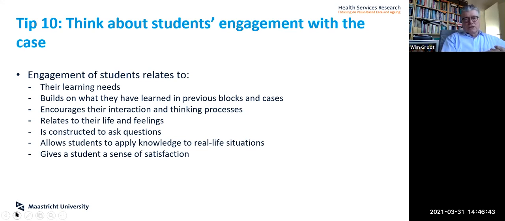Are the cases realistic? Does it relate to their life and feelings, or to what they perceive as the professional status or professional discussions that they may have after finishing their education? Is it constructive to ask questions? Does it encourage discussion and asking questions? Does it allow students to apply this knowledge to real life situations? And also, does it give students a sense of satisfaction that after the discussion they feel that they have had a good discussion and that they have the right learning goals to address the literature with? Next slide, please.